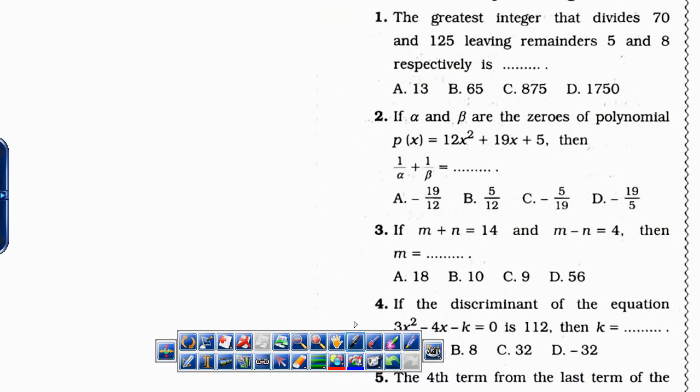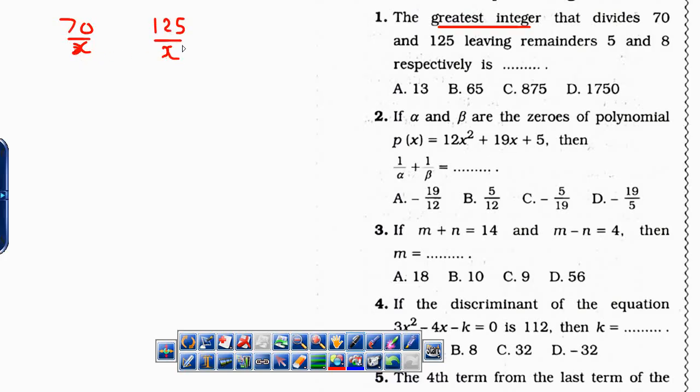Objective number 1. Greatest integer that divides 70 and 125, leaving remainder 5 and 8 respectively. So let the number be x.